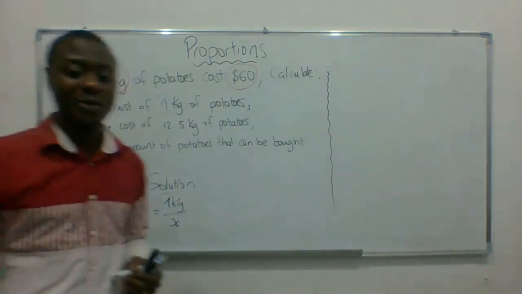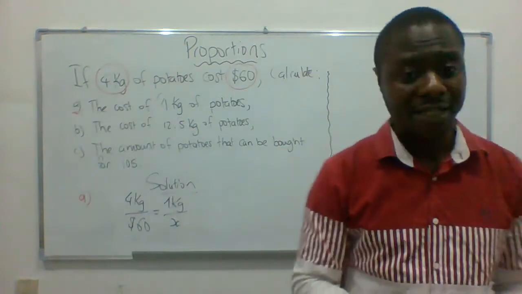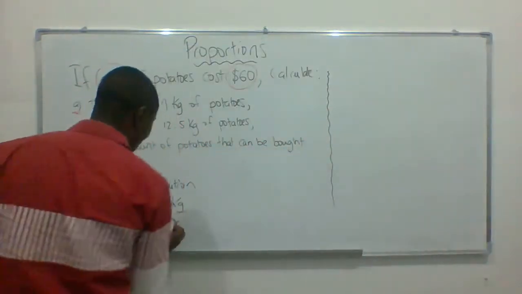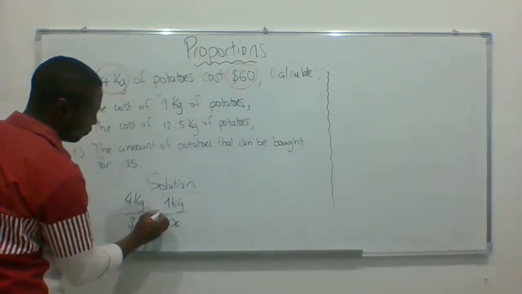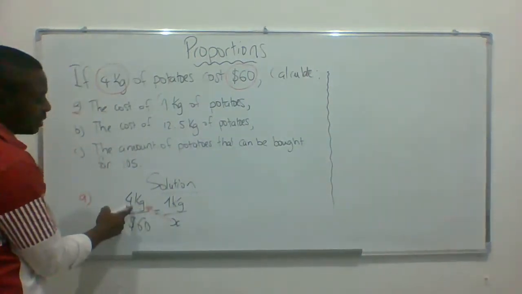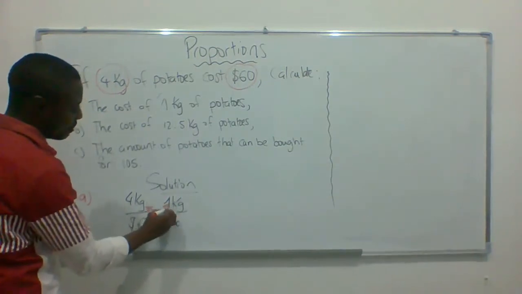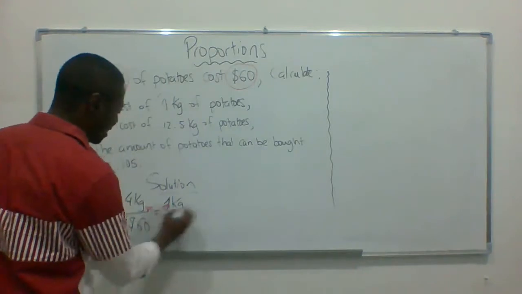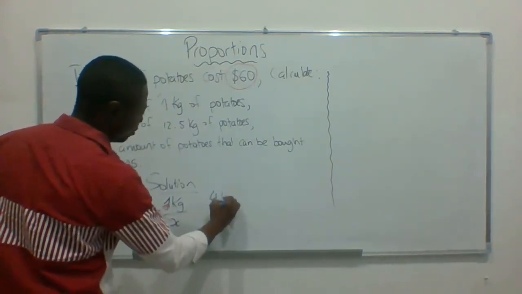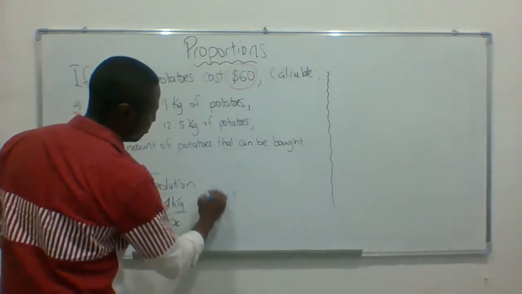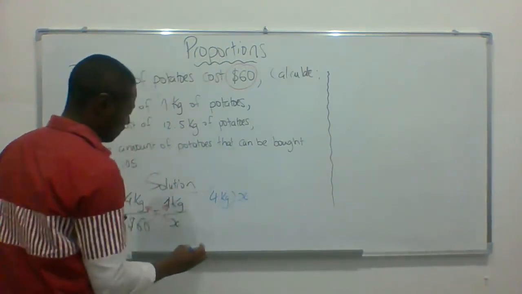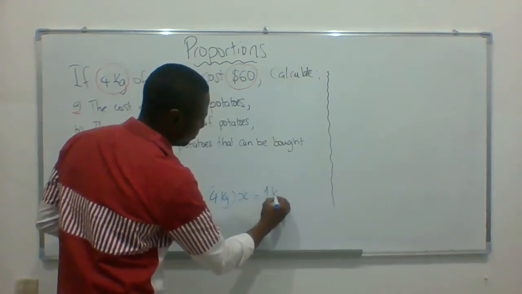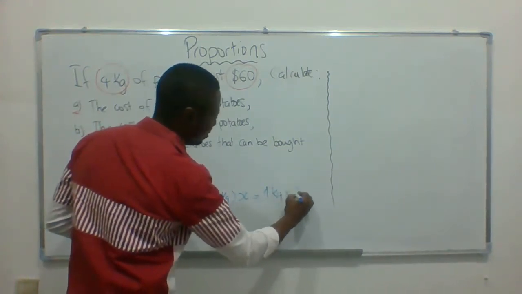Now, with cross multiplication, remember we did cross multiplication in the last video. I would use a red marker. So when you do cross multiplication, X is going to multiply the 4 kilograms, 60 is going to multiply 1 kilogram. So I will basically have x times 4 kilograms, brackets, which is equal to 1 kilogram times $60.